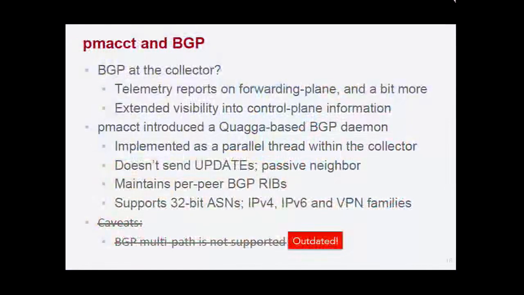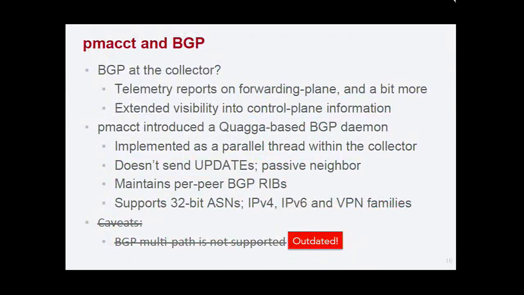I was working for a service provider myself for many years, so I was very paranoid about applications speaking to my protocols, to my routers. So that's why I made this implementation as less intrusive as possible. So no updates whatsoever, passive BGP enabled. It maintains a per-peer RIB, and that makes this implementation a route server.